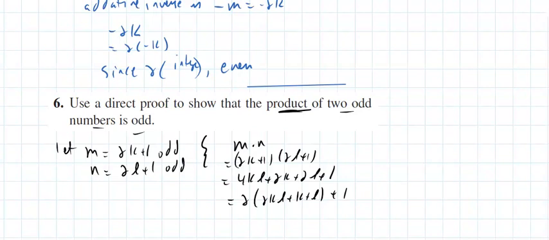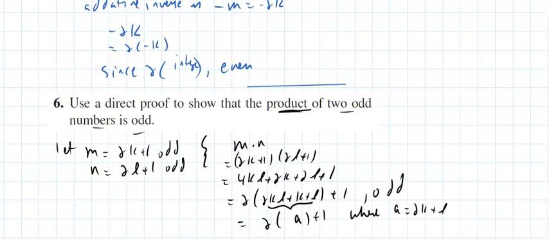So if I really think about this, this is odd because I can think of these as integers, and when you add them, you get an integer. 2 times an integer plus 1 is really odd, right? I could say this is 2 times a plus 1, where a is 2kl plus k plus l, and that's the form of an odd.